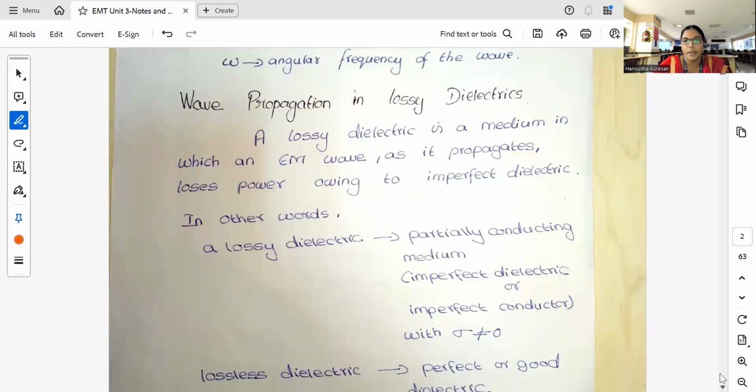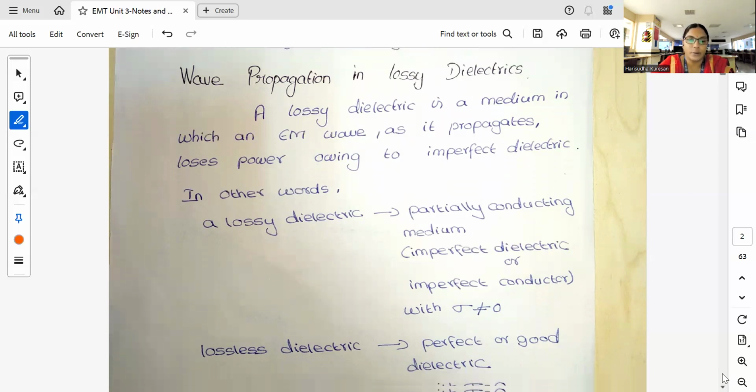So what is meant by a lossy dielectric? A lossy dielectric is a medium in which an electromagnetic wave, as it propagates, loses power owing to imperfect dielectric. In other words, we can say it is a partially conducting medium, and it can be an imperfect dielectric, or else you can call it an imperfect conductor with conductivity not equal to 0.